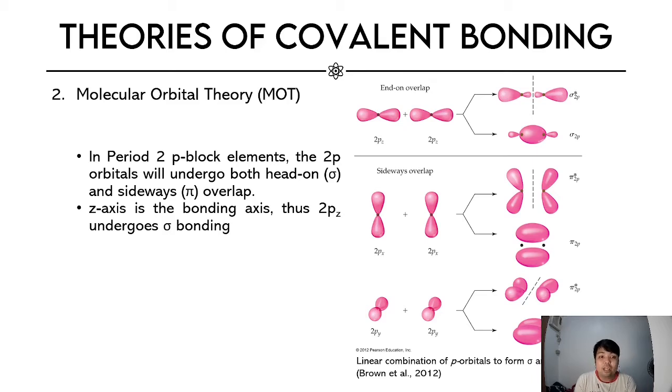Now, by convention, the z-axis is the bonding axis, or the bonds are formed along the z-axis, and so by convention, it's usually the 2pz that undergoes sigma bonding. That's by convention. Other textbooks use the x-axis as the bonding axis, so the 2px is the one that undergoes sigma bonding. It actually depends, but in advanced inorganic chemistry textbooks, at both undergraduate and graduate level, the bonding axis is usually the z-axis.